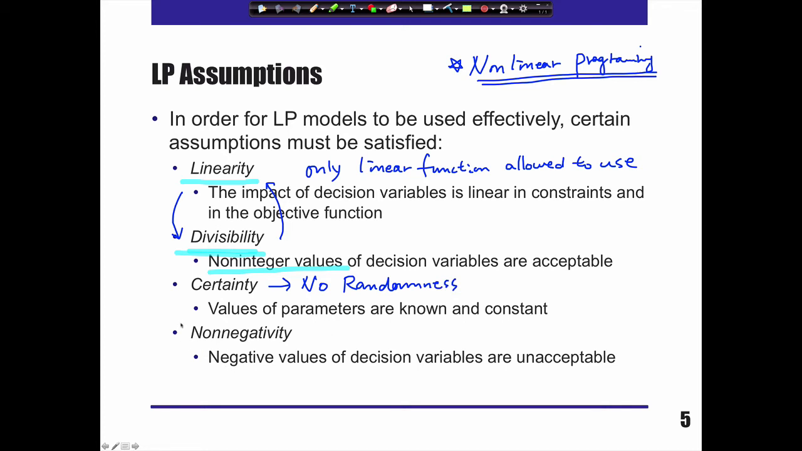And non-negativity. This is not really an assumption, because basically, linear programming can handle negative values. But sometimes we have some restriction of non-negativity, but non-negativity can be replaced as a constraint, which means you can add non-negativity as a constraint, like a limitation. So I don't think this is the real limitation or assumption in linear programming.